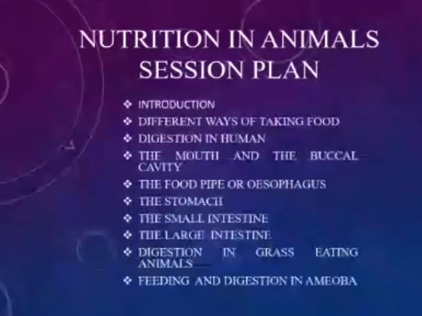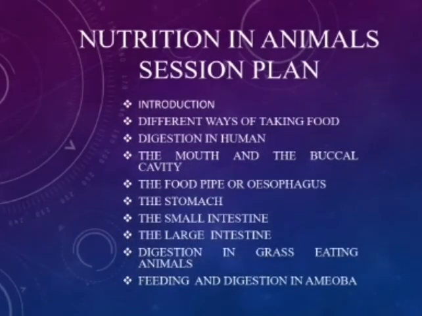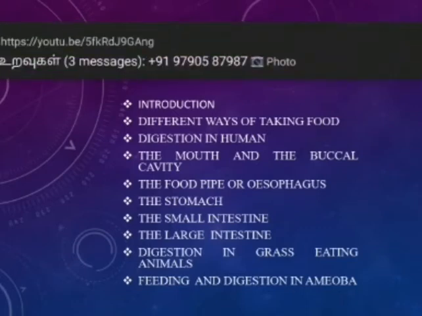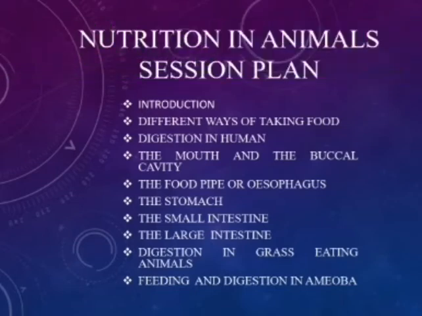Session plan. First one, introduction. The second one, different ways of taking food. The third one, digestion in humans. Fourth one, mouth and the buccal cavity. Fifth one, food pipe or esophagus. Sixth one, stomach. Seventh one, the small intestine. Eighth one, the large intestine. Ninth one, digestion in grass-eating animals. Tenth one, feeding and digestion.